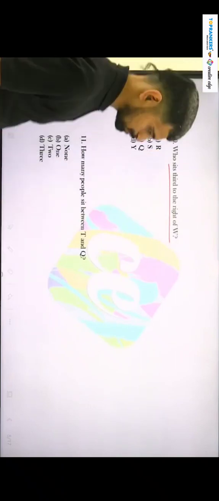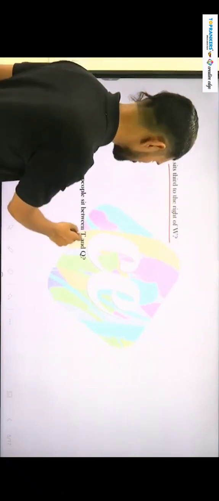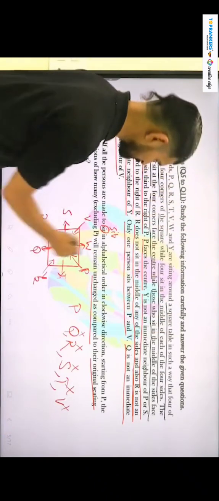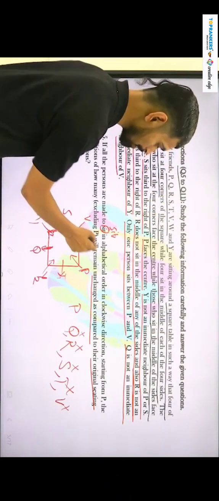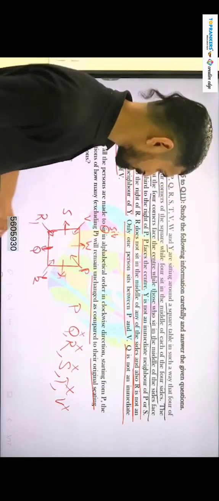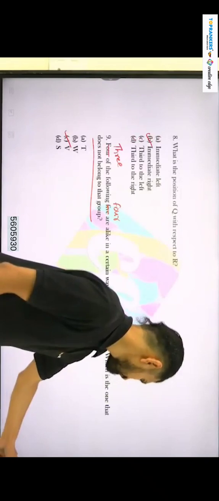Next, who sits third to the right of W? Third to the right of W, and how many people are sitting between T and Q? Third to the right of W. W is facing away from the center, going clockwise is going right. First, second, third to the right is Y. Y is the answer here.